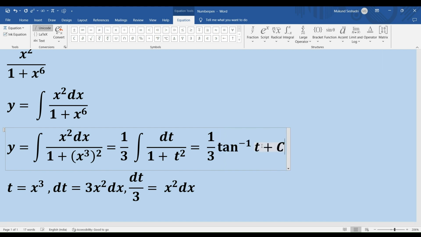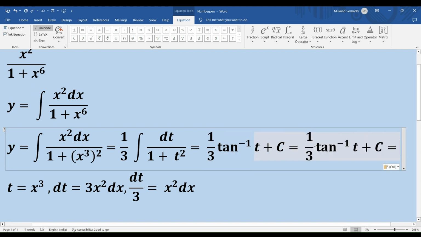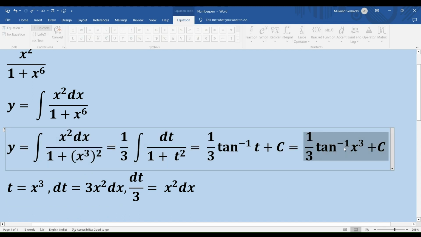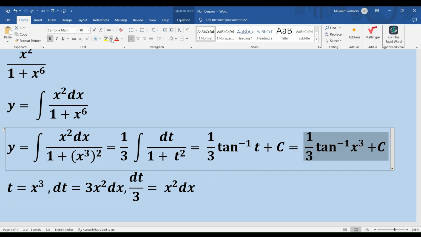I know that I cannot leave my answer in terms of t. I will have to express it in terms of x, right? So what is my t? My t is nothing but x cube. So I know that I can write my final answer as 1 by 3 times tan inverse of x cube plus c. Right? So let me highlight my final answer in pink. 1 by 3 times tan inverse of x cube plus c. Okay.